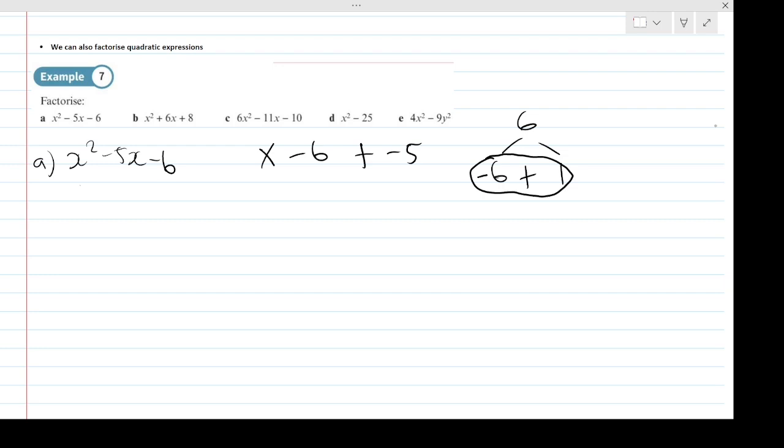And so literally what we can say then is these are our factors, right? Because then we can say x minus 6, x plus 1. Okay, and there we are. That's simply all there is to it, that sort of method.